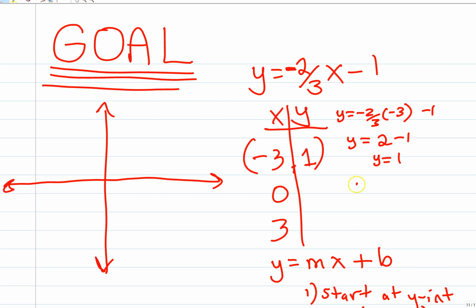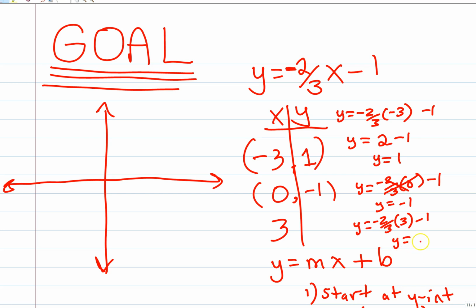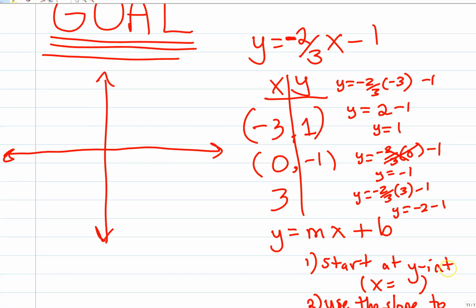If I plug in a 0, y is equal to, what is -2/3 times 0? So all I'm left with is, that was nice. We have a second point. And last, now the 2 is, so -2 minus 1, y equals, can you plot those 3 points? Then you can graph a line.